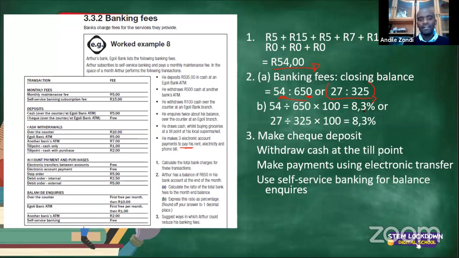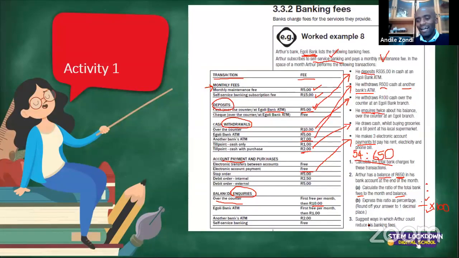Okay, last question. They say suggest ways in which Arthur can reduce his bank fees. This is up to you. Almost whatever you say, if it makes sense, it will be correct. To reduce bank fees, Arthur can do a number of things. You can't change the monthly fee, but you can choose to deposit checks because it's free.